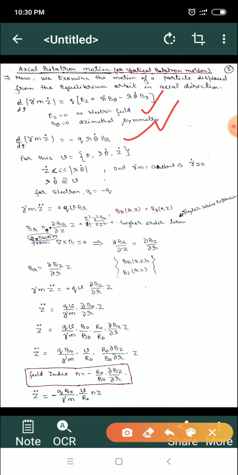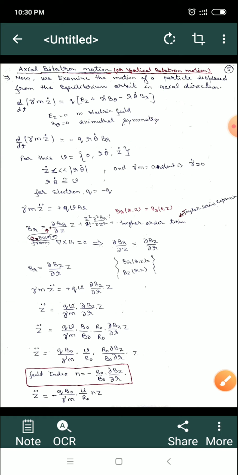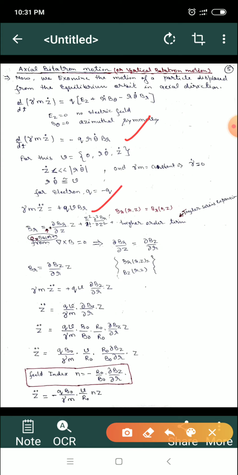For this equation we will define the velocity vector: r theta dot is the angular velocity term, and z dot is the axial velocity of the charged particle. Here z dot is less than r theta dot, so gamma is constant, that means gamma dot is equal to 0. We define r theta dot equal to the velocity v, and for an electron q is equal to minus q. Substituting all these values in the third equation of motion, we get gamma m z double dot is equal to plus q v B_r, where B_r is the radial magnetic field.